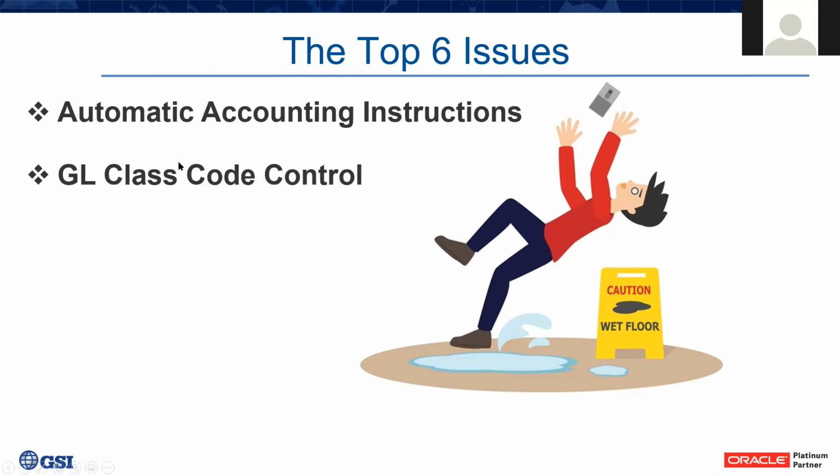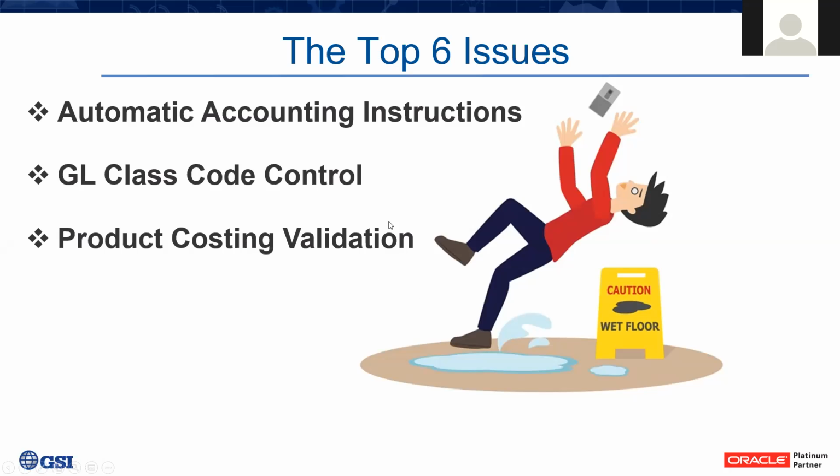GL class code control. This is one that most companies I talk to don't have a full grasp on what's going on with GL class codes. So I'm going to spend a little bit of time talking about that. Okay, product costing and how I can run integrity reports to validate that my costs are correct and I don't have a situation where my cost components don't add up to the standard. You know, those types of things, which can also cause variance.